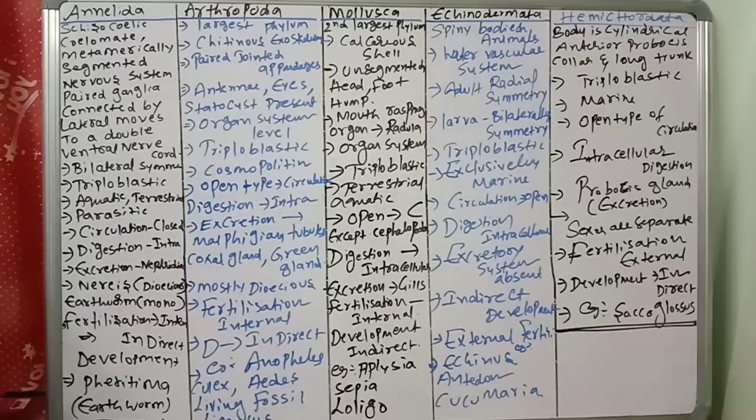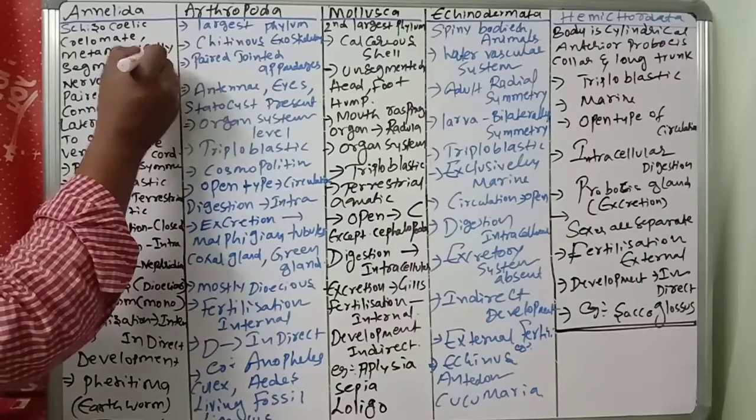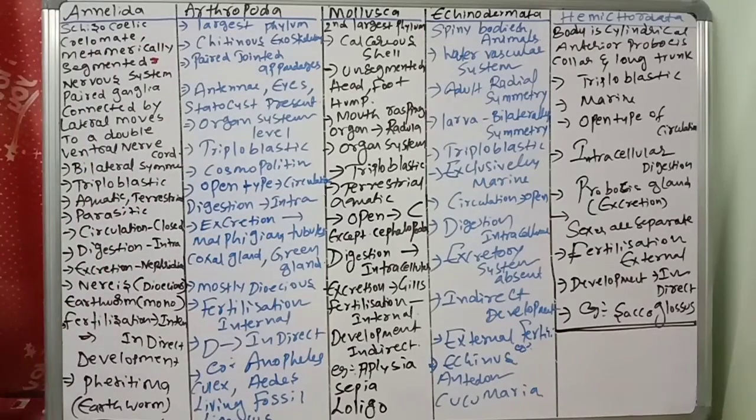Metamerically segmented. What is the meaning of this? The body is divided into first segment, second segment, third segment, fourth segment, like that. This special feature in annelids is called metamerism, metamerically segmented. This is an important point.